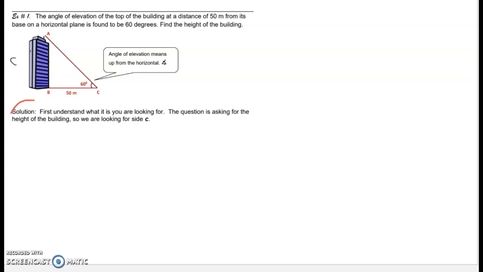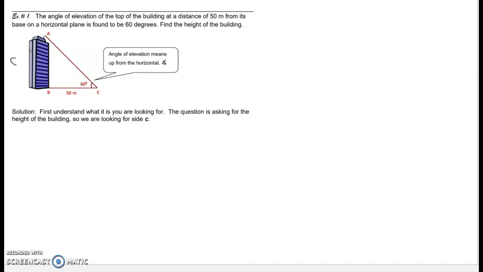Down here it says solution. It says first understand what it is you are looking for. The question is asking for the height of the building, so we are looking for side C. So side C, that's why I called this little c. So let's start labeling this triangle.